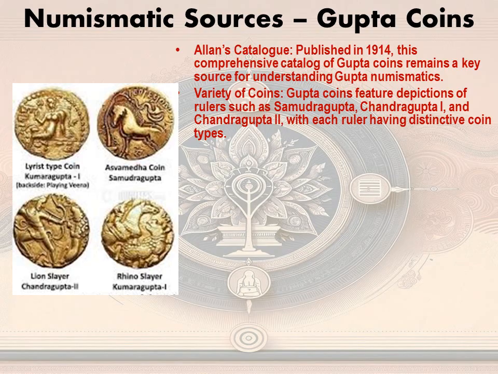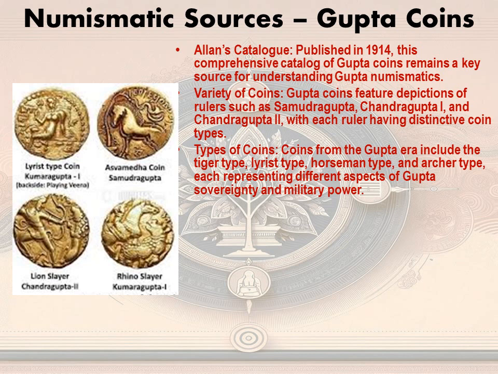Variety of coins. Gupta coins feature depictions of rulers such as Samudragupta, Chandragupta I, and Chandragupta II, with each ruler having distinctive coin types. The coins from the Gupta era include the tiger type, lyricist type, horseman type, and archer type, each representing different aspects of Gupta sovereignty and military power.